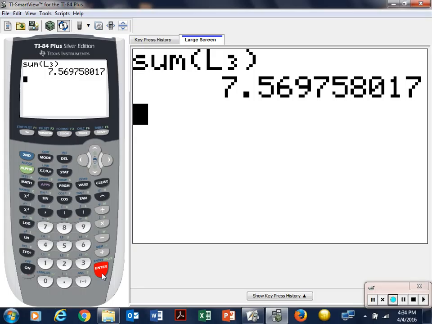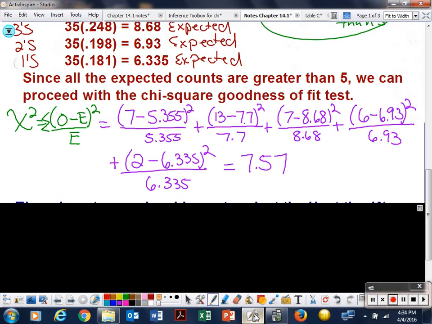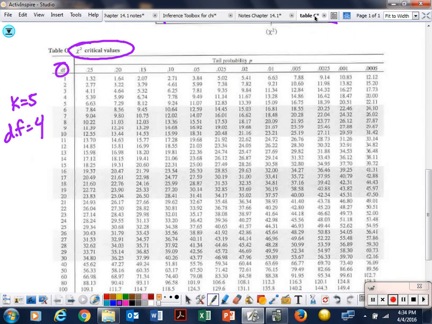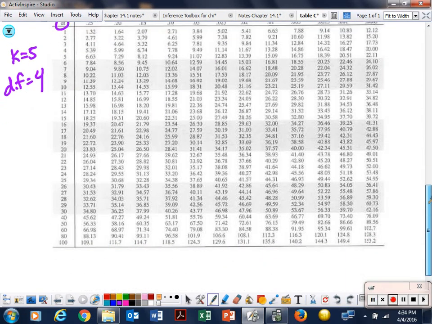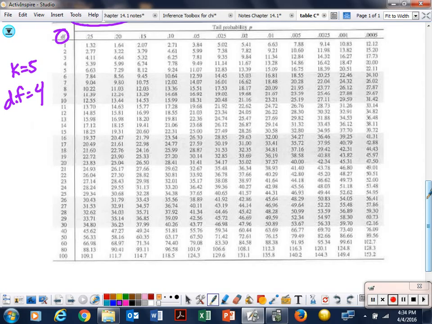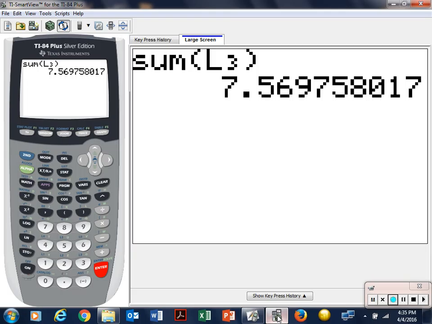Now, first I'm going to show you with the table on finding what the p-value is. So we're going to go to table C. Our degrees of freedom here is actually going to be 4, because again, there were 5 values. Take one away. Now, our chi-square for this one was 7.57.